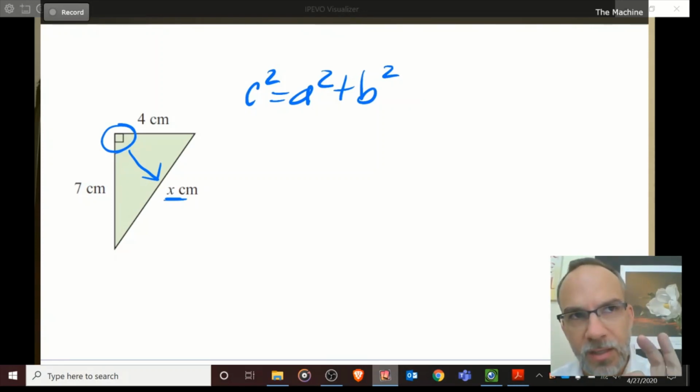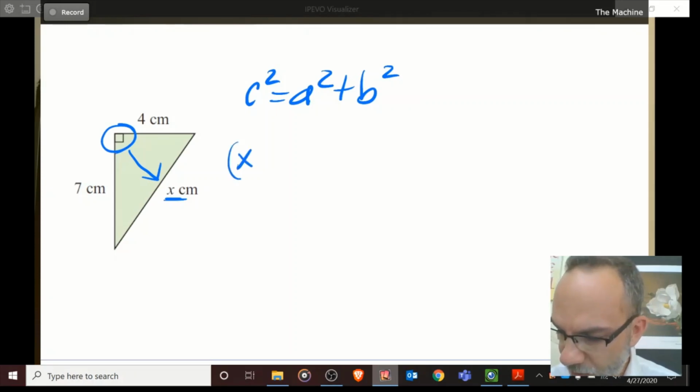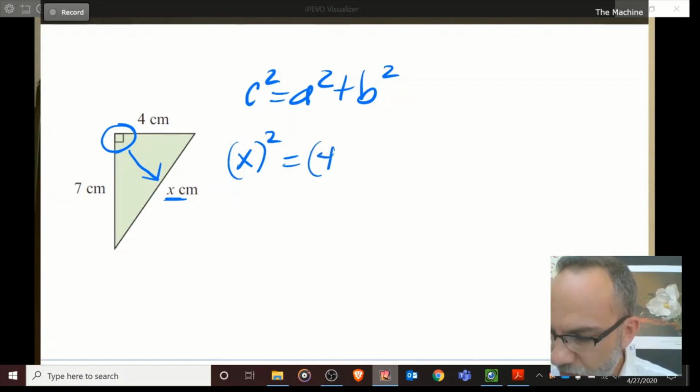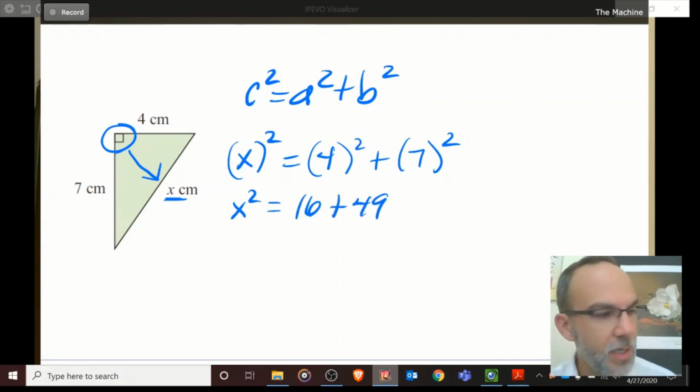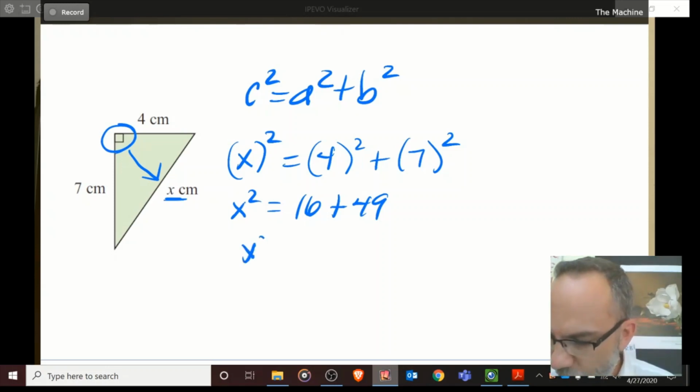So your mind needs to find that first. All right. Now I set it up by replacing the values in the formula with the things that I've got in the triangle. So I've got x squared. That has to be equal to 4 squared plus 7 squared. Doesn't matter what order you put the A and the B in. And so then I get x squared is equal to 16 plus 49. And I get then in the end x squared is equal to 65.